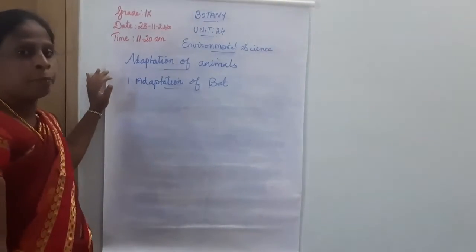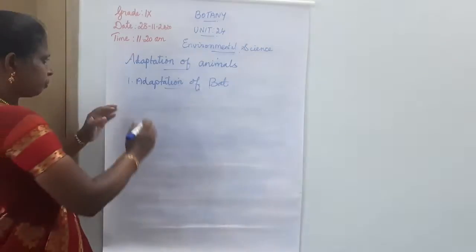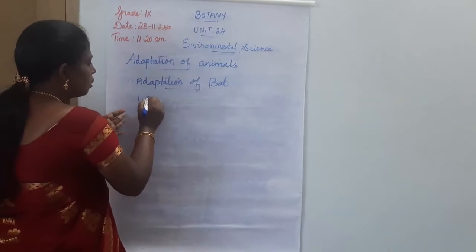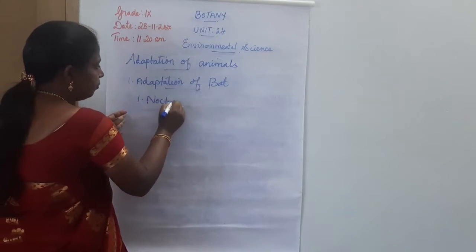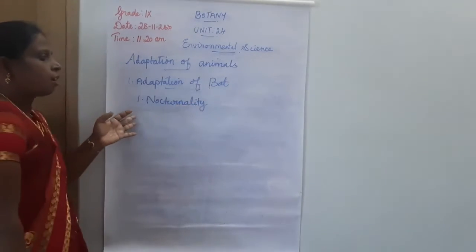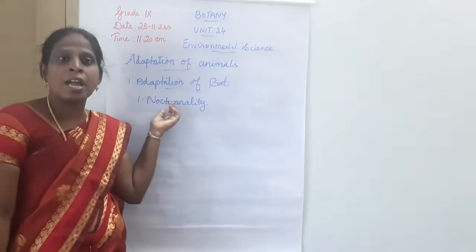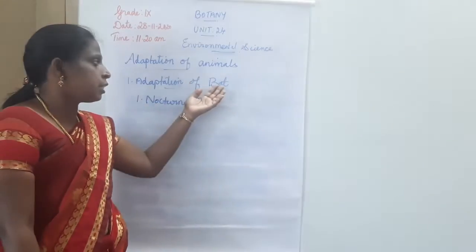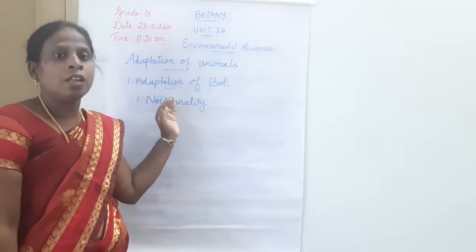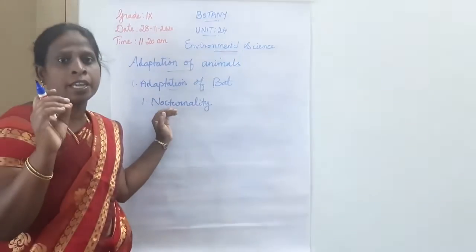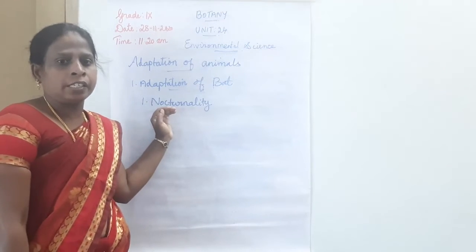So what are the adaptations of bat? The first one is nocturnality. What is nocturnality? You all know the bats are active in the night. The bats are the only mammals that can fly. See, they are active only in the night.